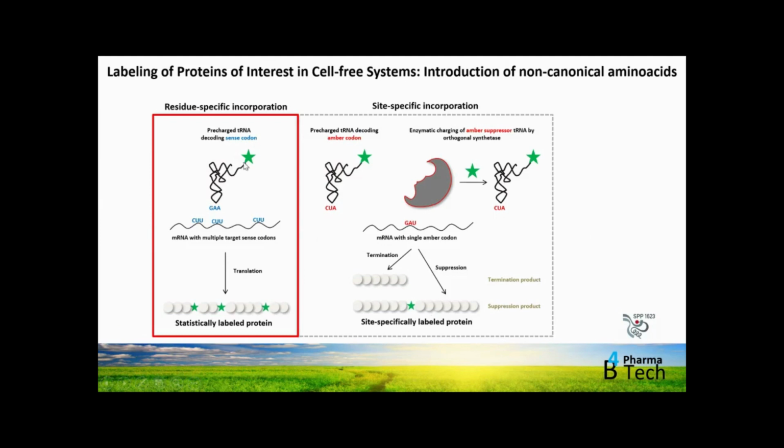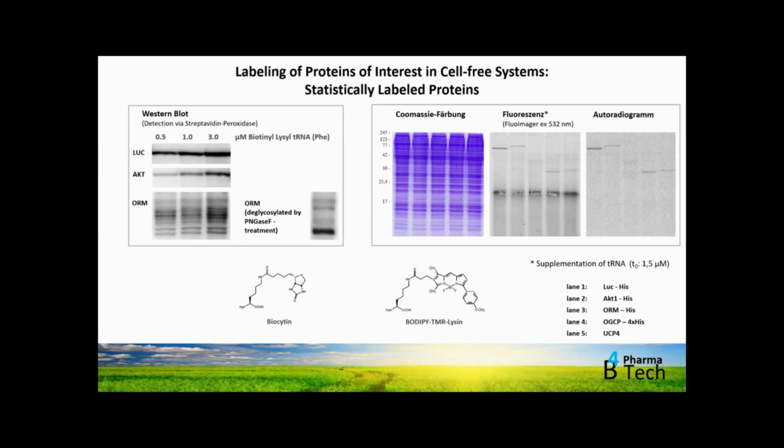Now, the pre-charged tRNA can then either be used for statistical labeling if the anticodon is, for example, a phenylalanine anticodon or any other anticodon. Here are some examples. On the left-hand side, you see the introduction of biocytin. So the biotin moiety was introduced in the protein, and here even a glycosylated protein could be produced, and the biocytin was introduced into the de novo synthesized protein, as after blotting, the protein was detected by the streptavidin peroxidase. So this is a kind of a Western blot without using any antibody.